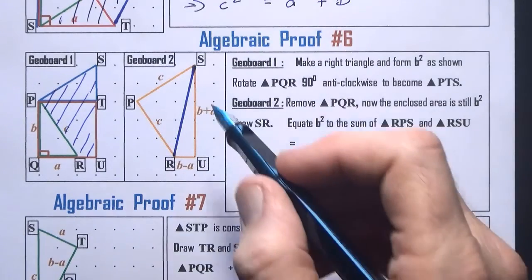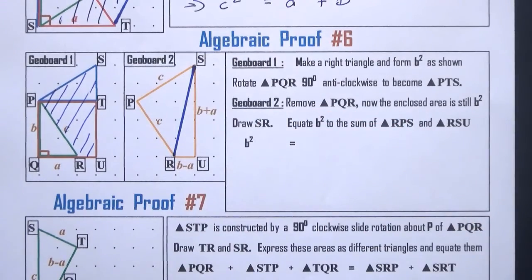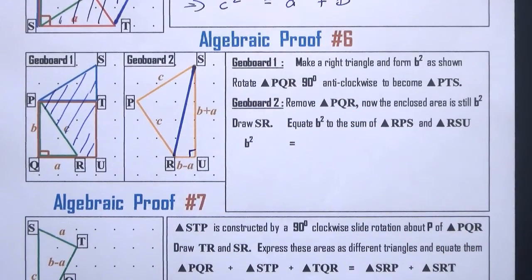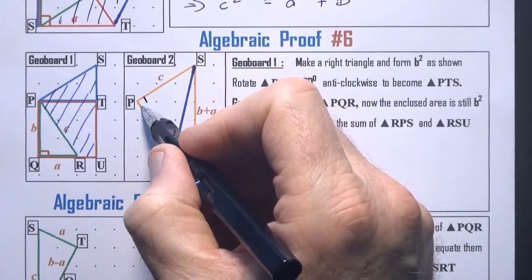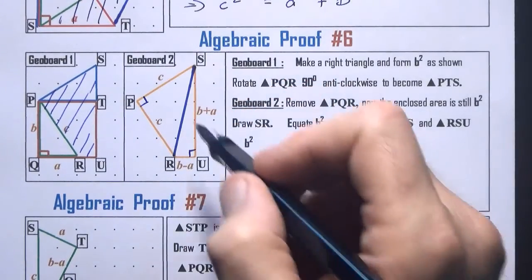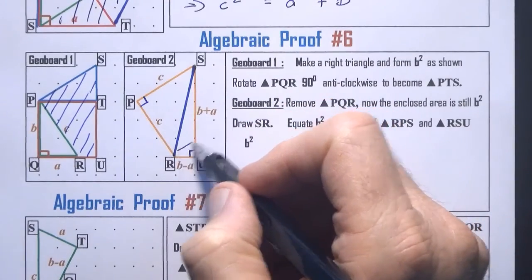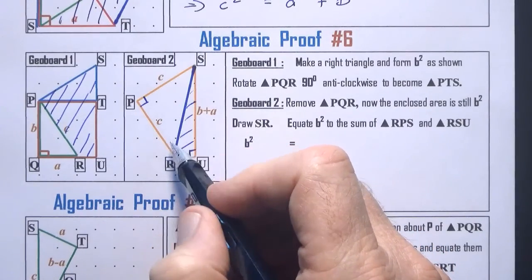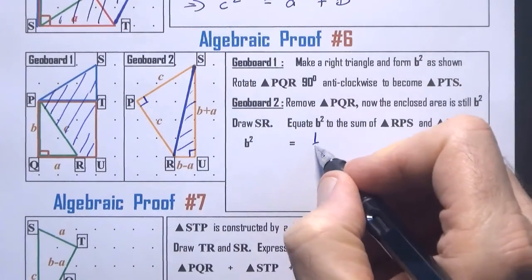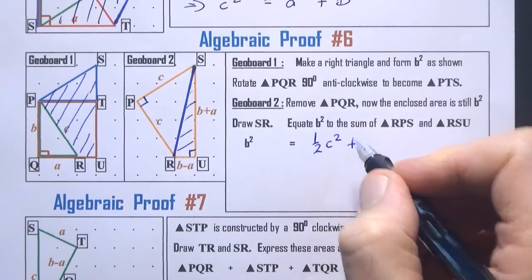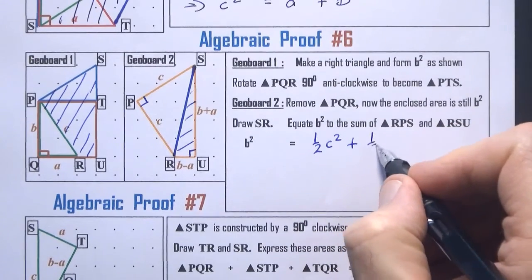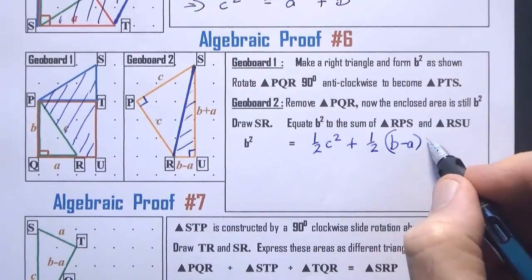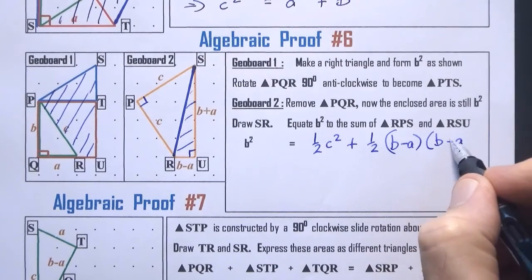I have now drawn SR. And note that this is a right angle, being part of a square, and this is also a right angle as a result of our construction. I'm going to equate B squared with the area of these two triangles. Well, this triangle here will be half C squared. That's easy. The other one will be half times B minus A and B plus A, which is the height.